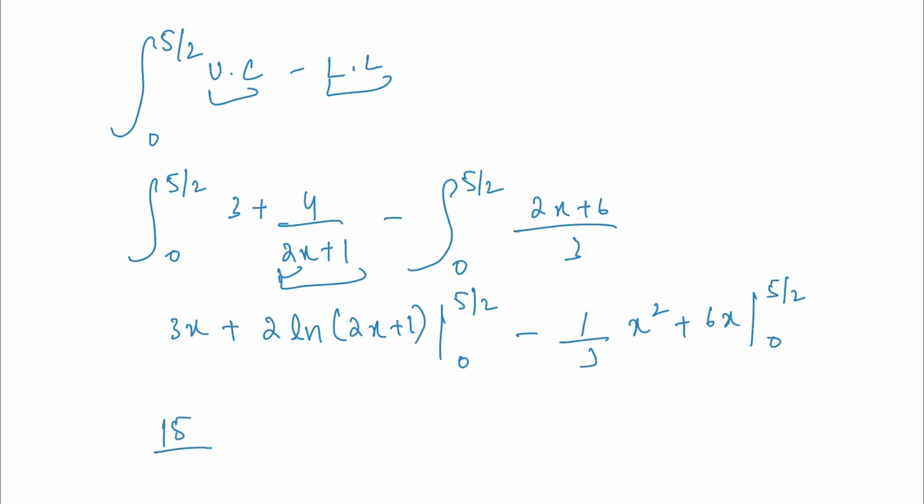We are applying the limits 5 over 2 and 0 over here. We get our final answer as 15 over 2 plus 2 ln (5 over 2 multiplied by 2, which is 5, plus 1), so ln 6. Then the lower limit terms would be 0 and 0.